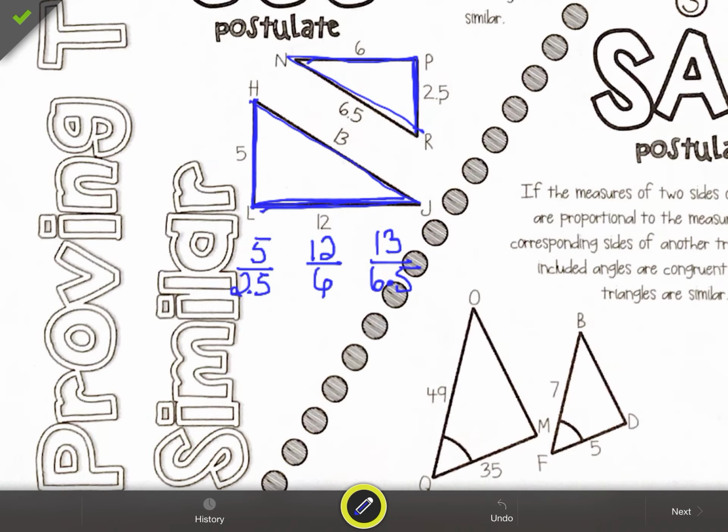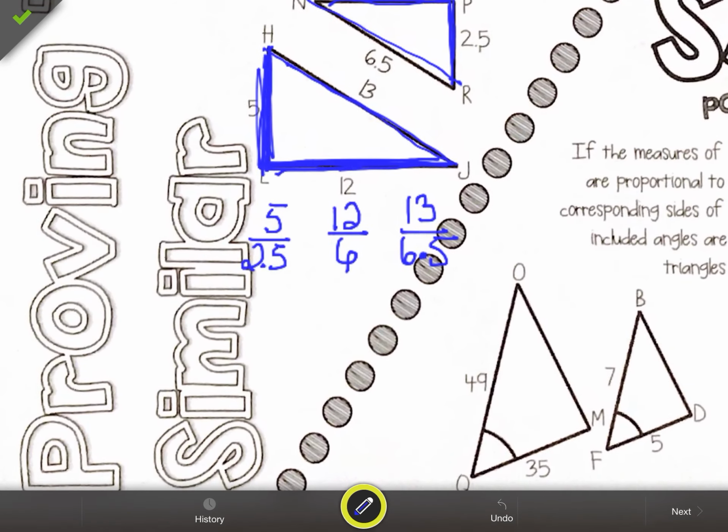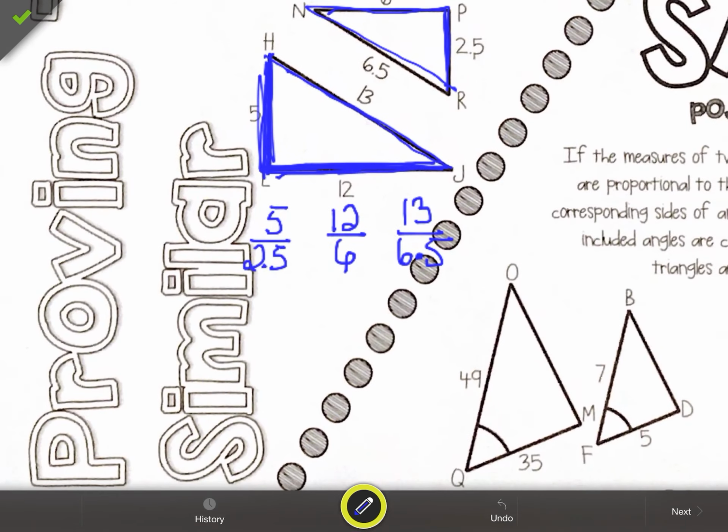Notice that my fraction, the top number is all from the big triangle. If you start with your big triangle, your second fraction has to have the big triangle number on the top. In other words, I can't do 5 over 2.5 and then come over to the second fraction and write 6 over 12, because then all of a sudden you went to your small triangle. All of the numbers on the top come from my big triangle. All of the numbers on the bottom of my fraction come from my little triangle. You have to stay consistent or it will give you the wrong answer.